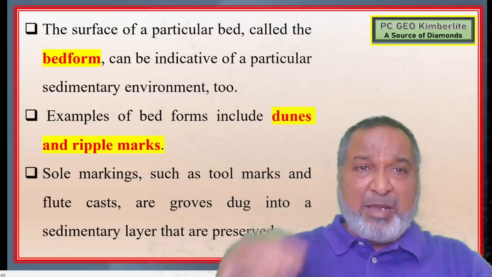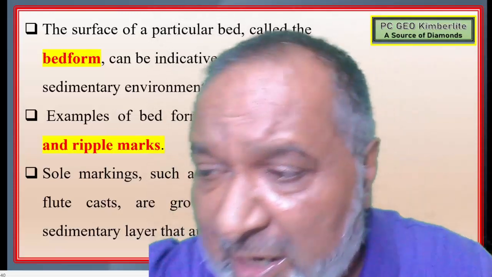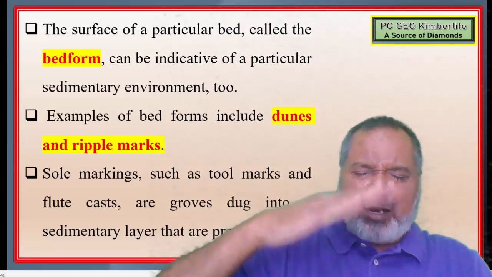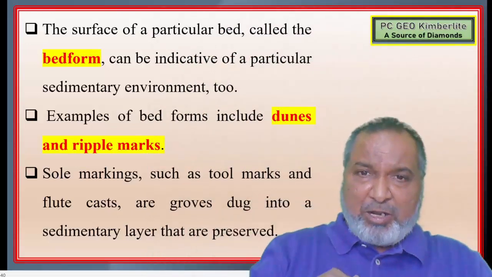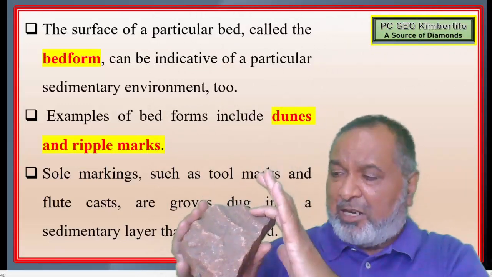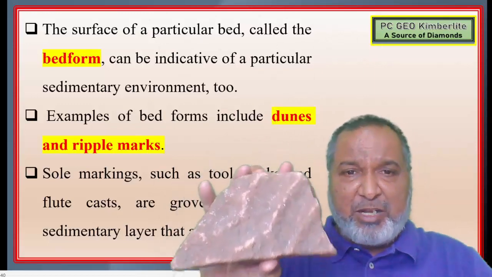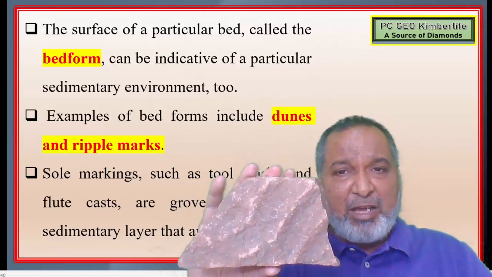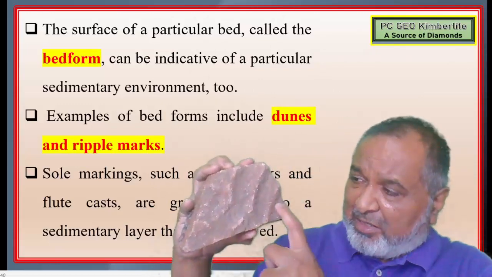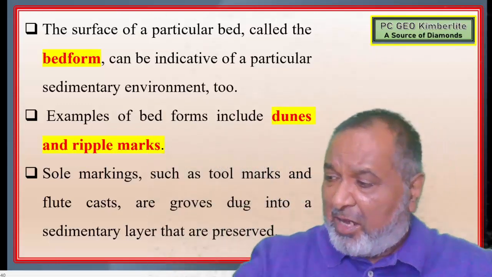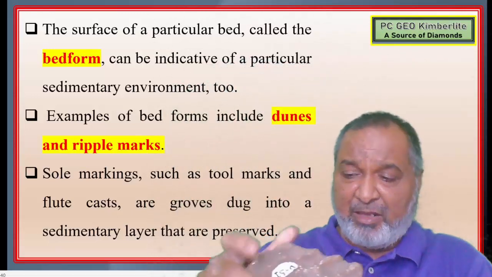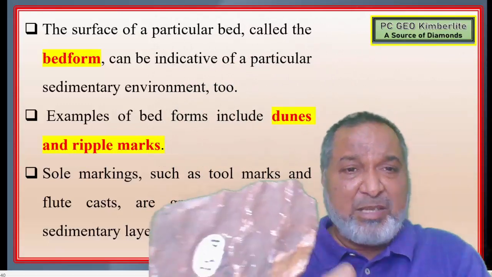The surface of the bed will be called a bed form, and if the material is stagnant at the bottom level, with the floating, whatever the material which is deposited, a wave comes and they settle down, and a wavy pattern has been deposited. This is what we call ripple marks. These ripple marks are symmetrical in this category, and if there is a change in the direction of the current, then we are going to get asymmetrical ripples.